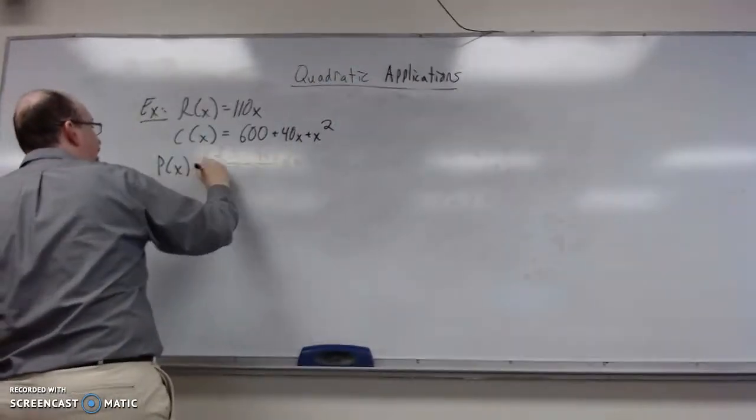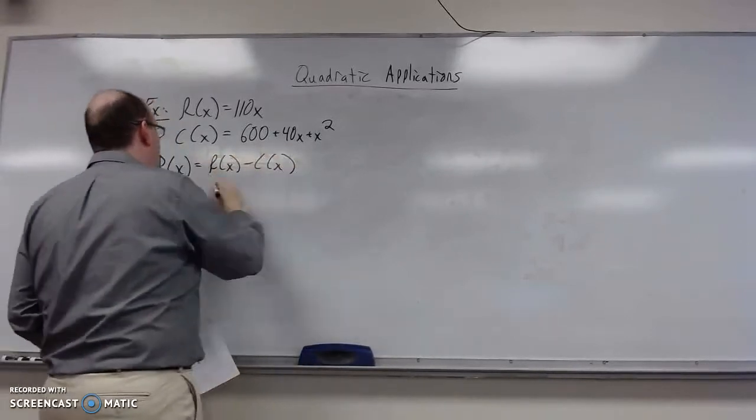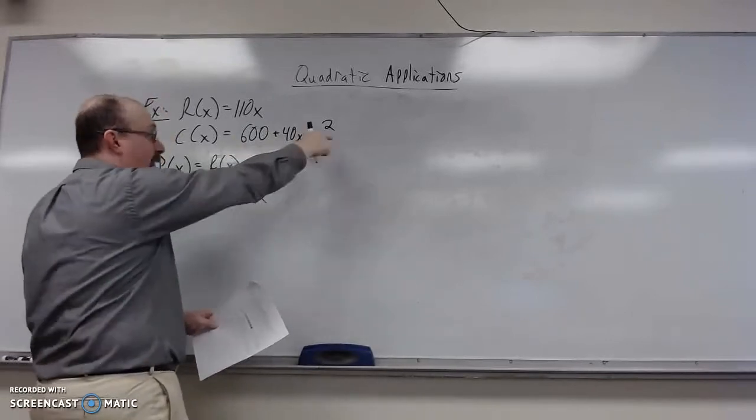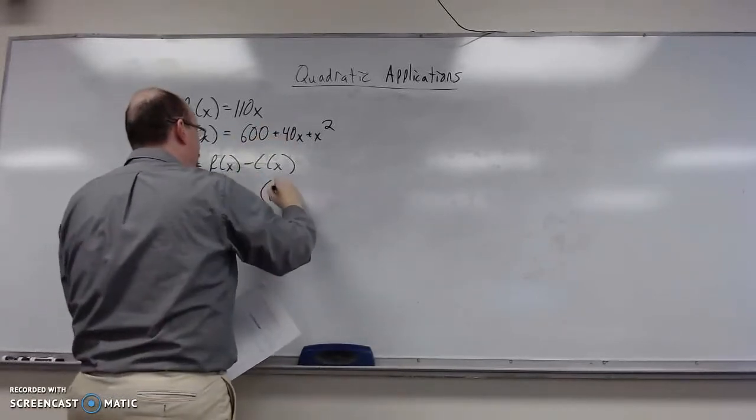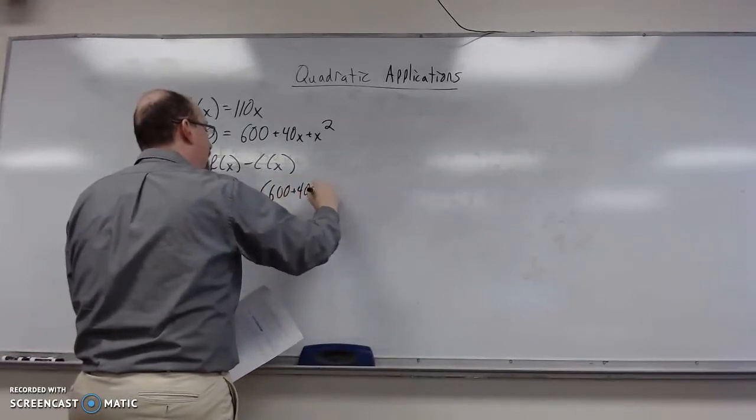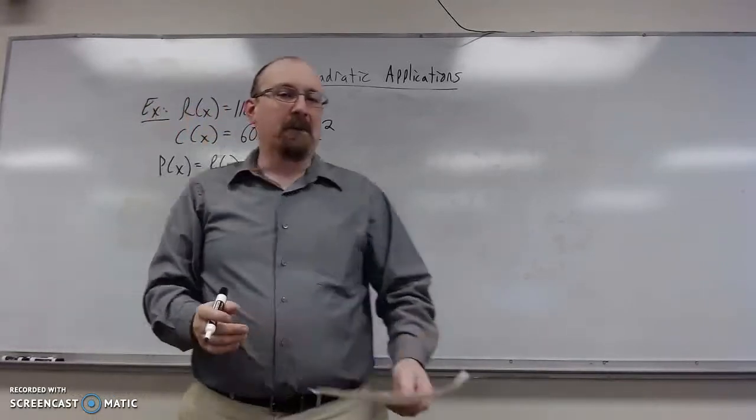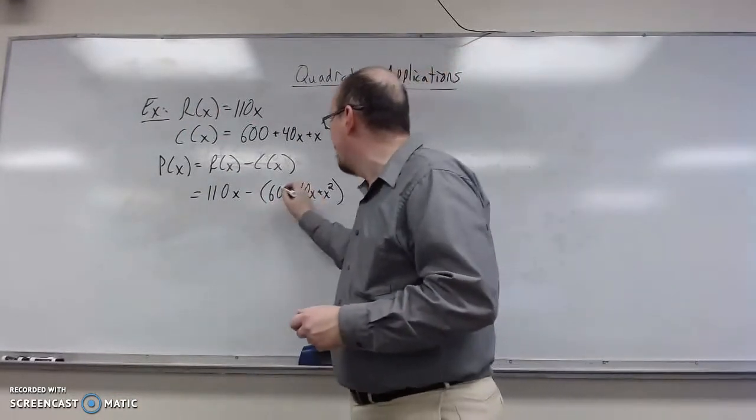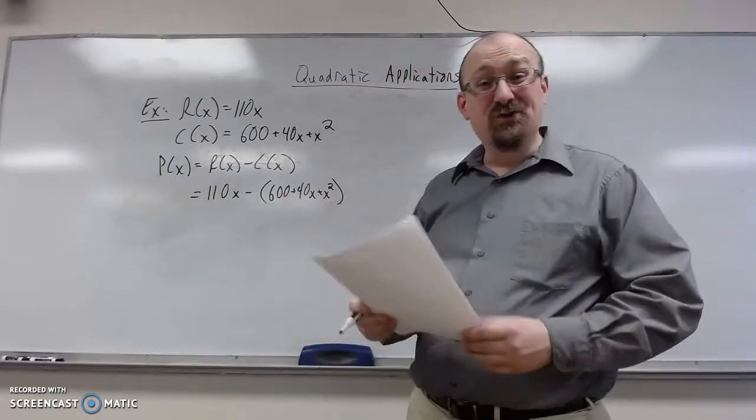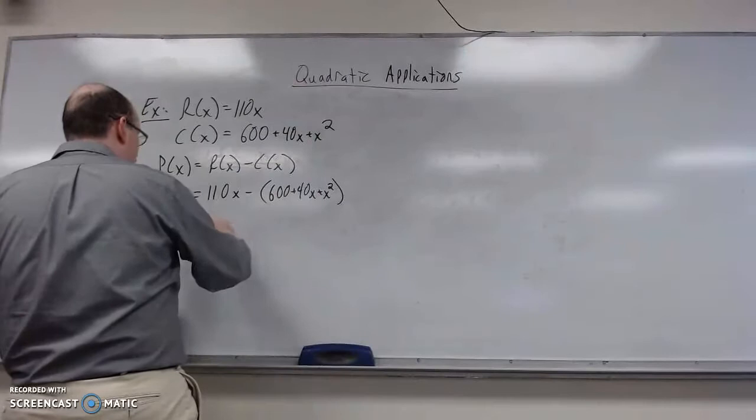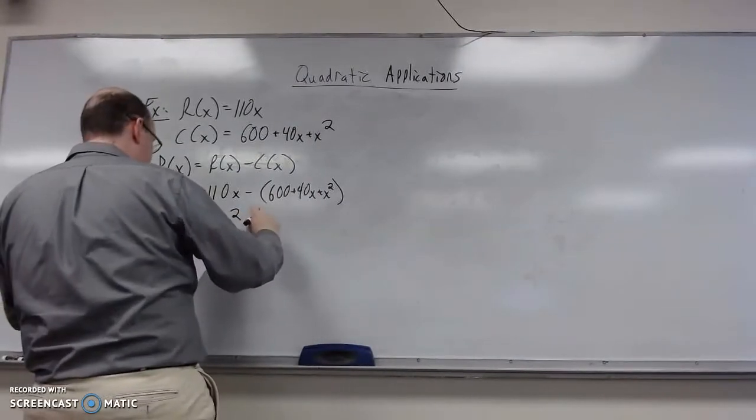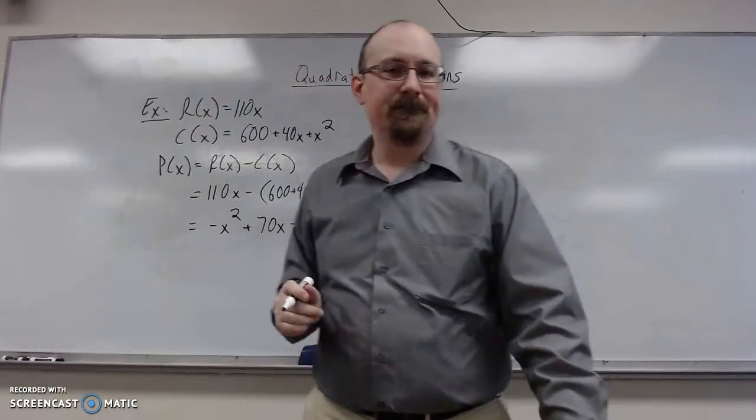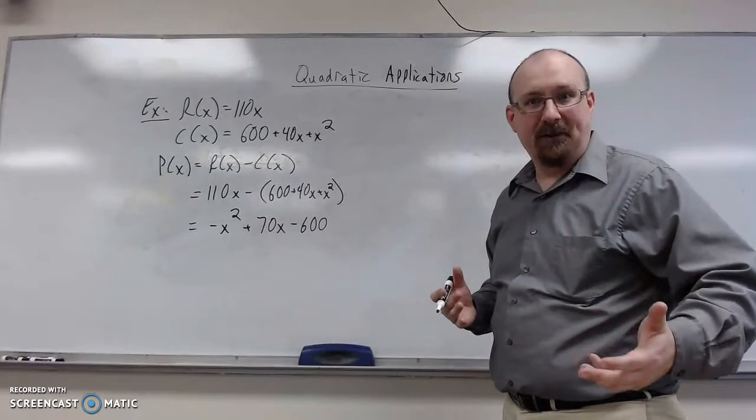So we do that. We'll have 110x minus, again, remember the parentheses because every one of these terms ends up picking up a minus. So we have 600 plus 40x plus x squared. And I'm going to rearrange this, so I'm going to give you a pause if you need to work out the algebra that ends up ensuing here. When it's all said and done, what you should end up having is the following. Negative x squared plus 70x minus 600. All right, so there's my profit function in this case.